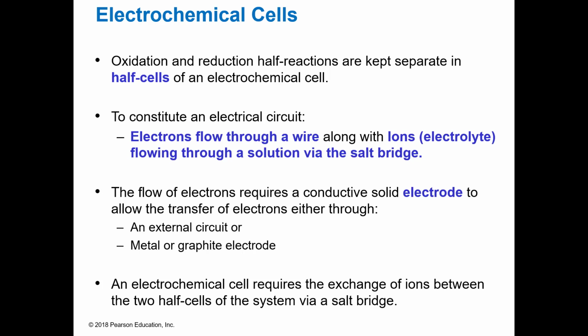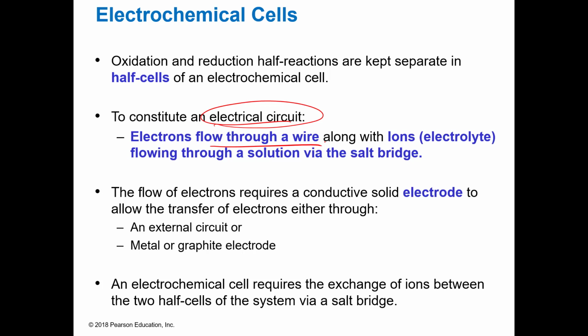The oxidation and reduction are kept separate in the half cells. We've already figured out how to calculate those half reactions in the redox, and the half cells are where each of those is occurring. In order to have a circuit produced, the electrons are going to flow through a wire, and the ions flowing through the solution are going to use what we call a salt bridge. I'm going to show you what all this looks like in just a second.